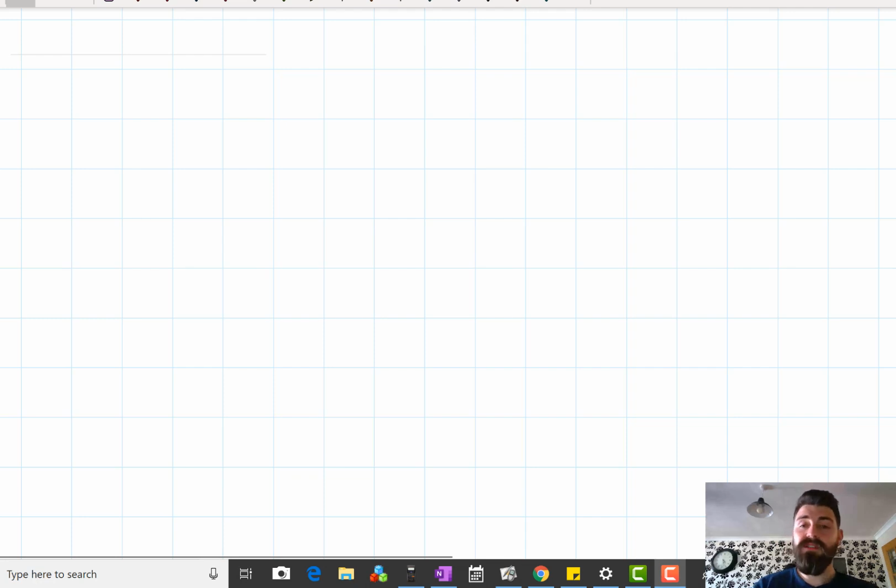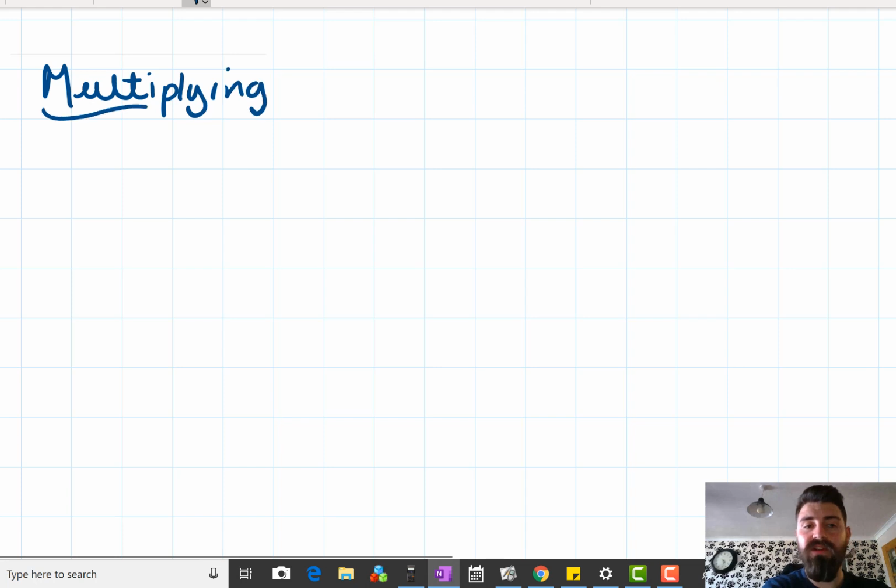Now, if we specifically look at multiplying, just to begin with, it's worth taking note that when we're multiplying, effectively the trick we're going to be using is the following. Multiplying by 5 is the same as timesing by 10 and then dividing by 2.